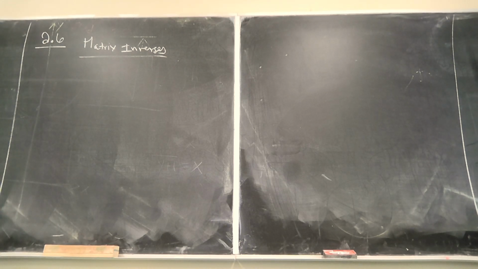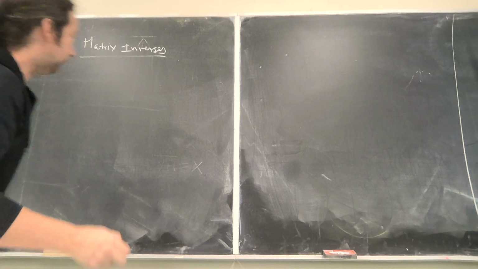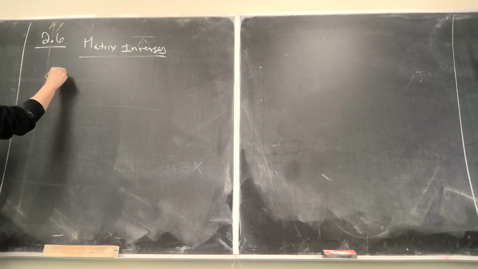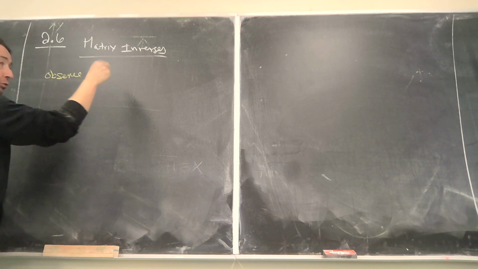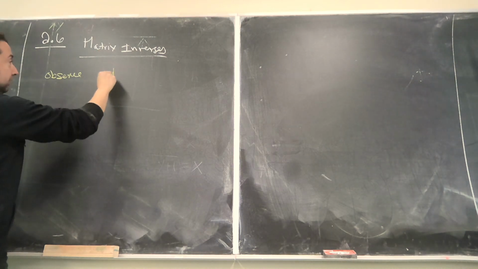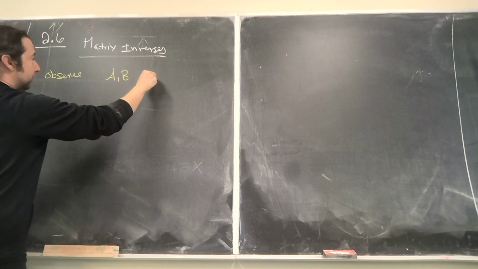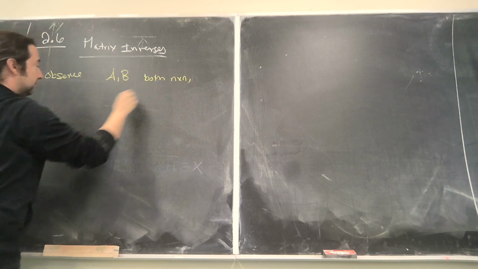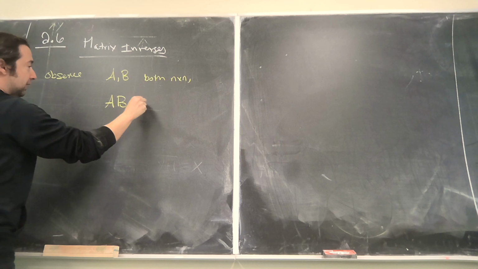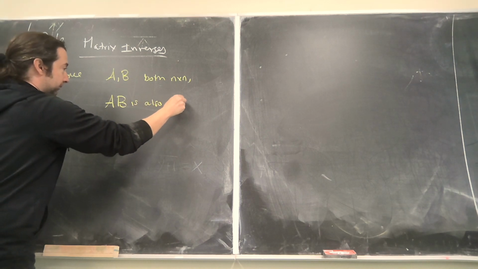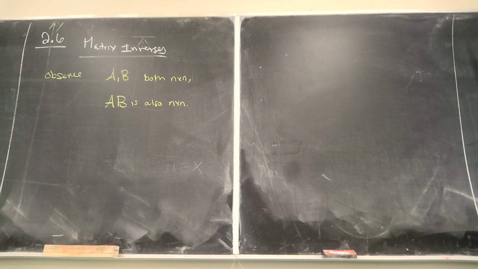All right, so the idea with matrix inverses is that we are trying to do the following. So first, observe that if we have two n by n matrices, so square matrices, A and B both n by n, then A times B is also n by n. Square matrices kind of act like numbers. I can multiply, I can add them, I get the same kind of thing back again. If I have square matrices, they interact with each other sort of similarly to the way that numbers do.